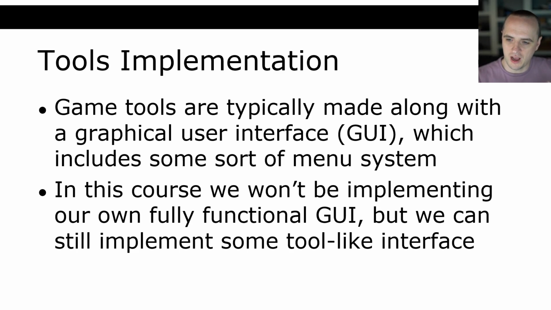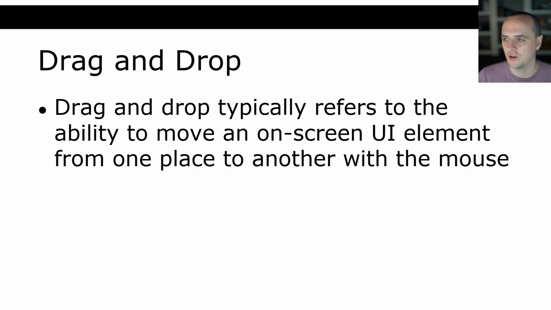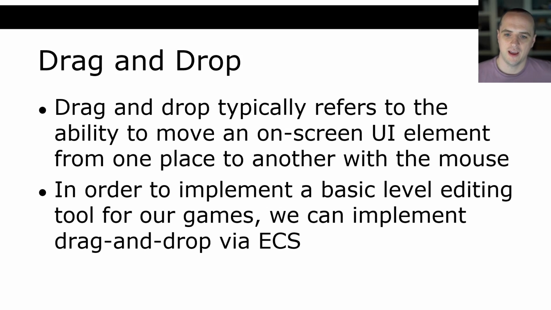So in this course, we're not going to be implementing our own fully functional GUI, but we can still implement some tool-like interface. The first step to implementing our level editor will be a drag and drop system. So what is drag and drop? Well, everyone is so familiar with it now, it doesn't really need a definition, but drag and drop typically refers to the ability to move an on-screen UI element from one place to another place with the mouse. In order to implement a basic level editing tool for our games, we can implement drag and drop via ECS.